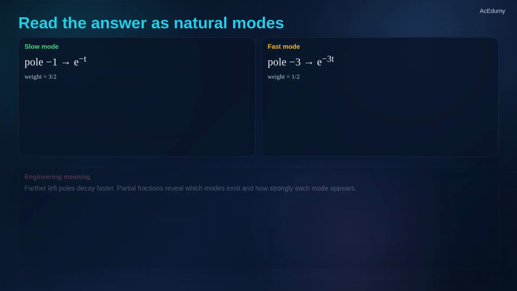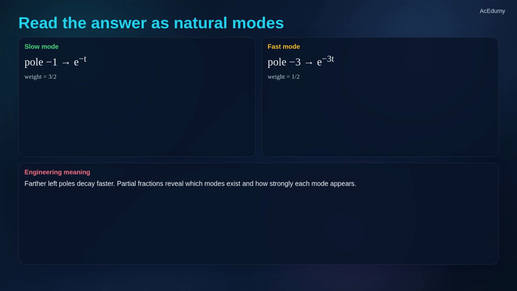Read the answer like an engineer. The pole at minus 1 creates the slow mode e to the minus t with weight 3 over 2. The pole at minus 3 creates the faster mode e to the minus 3t with weight 1 over 2. The farther left the pole is, the faster the decay. Partial fractions are not just algebra, they tell you which natural modes are present and how strongly each one appears.